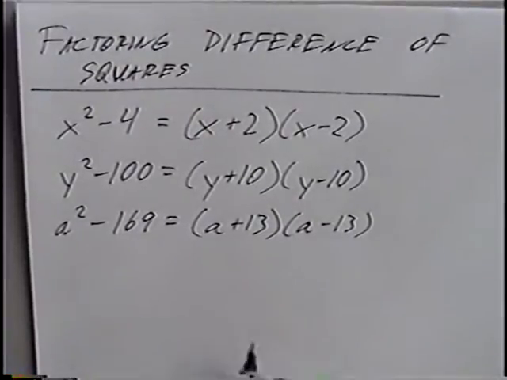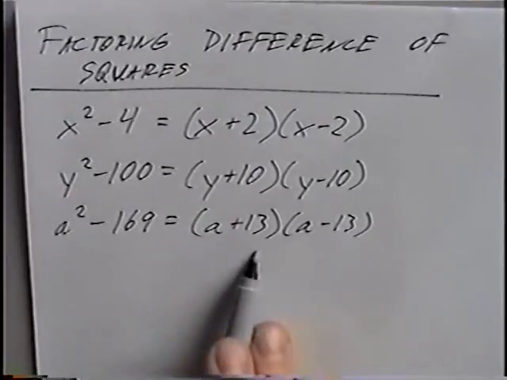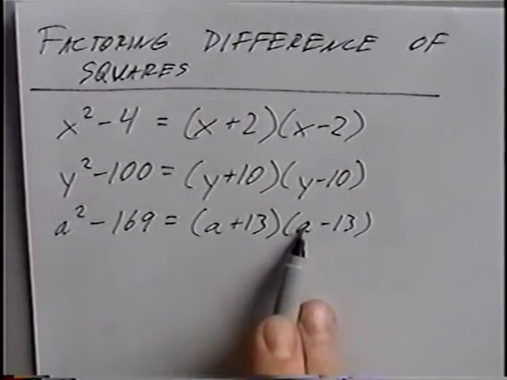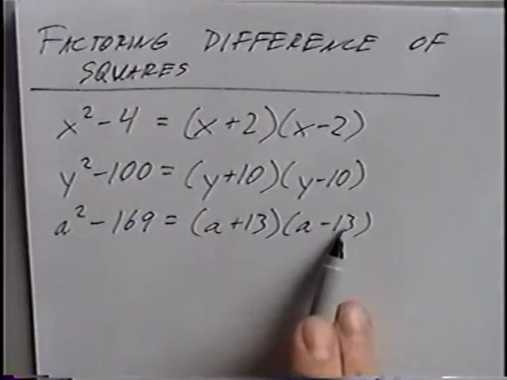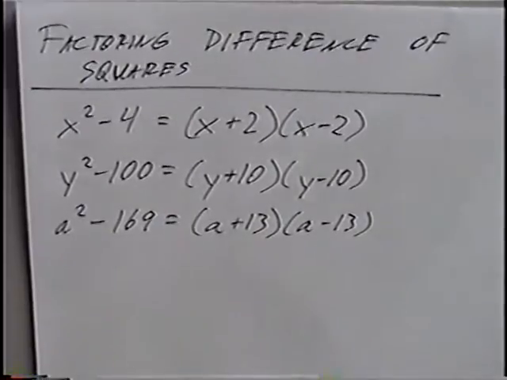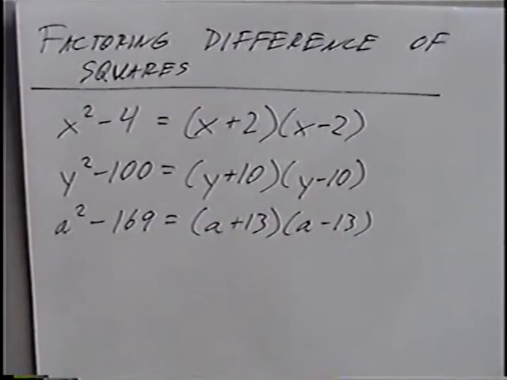The reason this works out is if you FOIL it out, the outside term will always be a negative, in this case negative 13a. The inside term will always be a positive 13a, so the outside and inside cancel, and that's why there's no middle term. But to solve difference of squares, take the square root of each term.